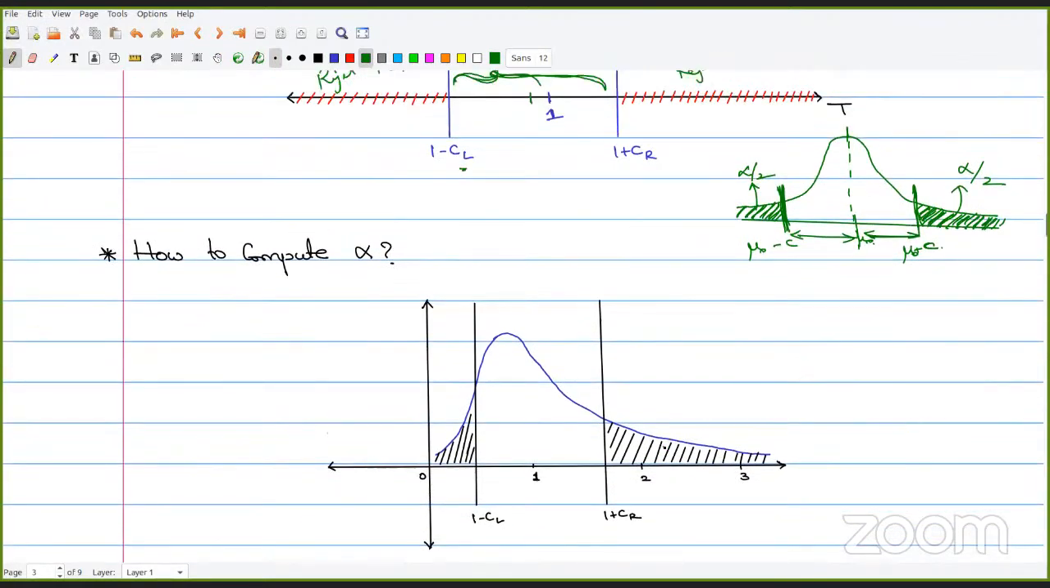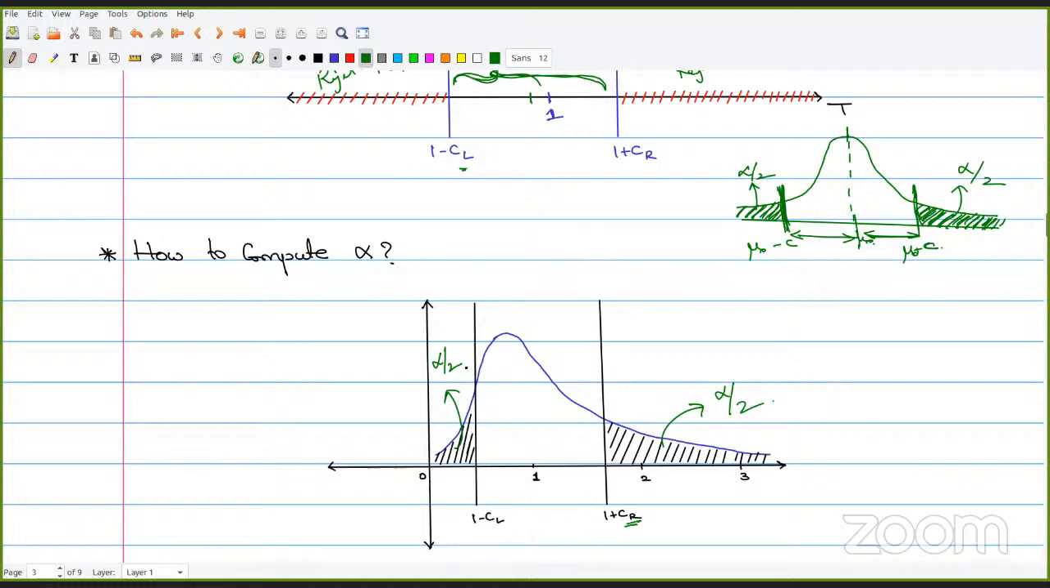So this particular area should be alpha by 2. Depending upon alpha, we will fix this 1 plus CR. This right side critical value CR will be fixed: whatever the area to the right side of this is, it should be equal to alpha by 2. And this will happen only when sigma 1 is equal to sigma 2, otherwise it won't.